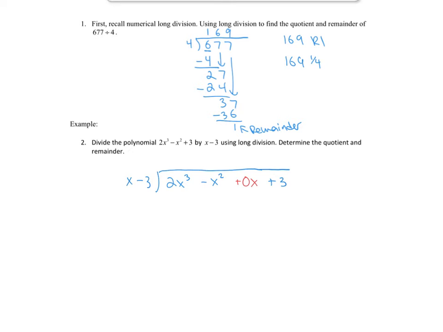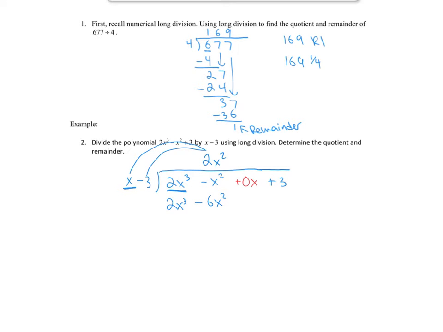Now to divide, I take just the x in the front with the first term, and I ask myself, how many times does x go into 2x to the third? Or what would I multiply x by to get to 2x to the third? And that would be 2x squared. And I'm going to write that above my x squared term to keep all my x squared terms vertically aligned. And then I multiply 2x squared by the x and by the minus 3. So 2x squared times x is 2x to the third, and it should match the term above it. Then 2x squared times minus 3 is minus 6x squared.